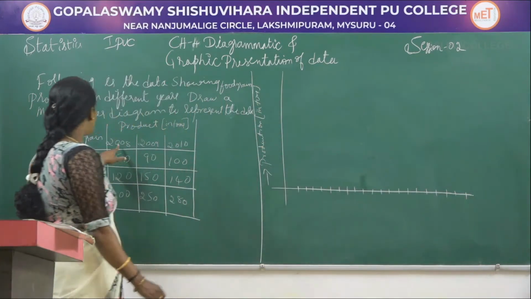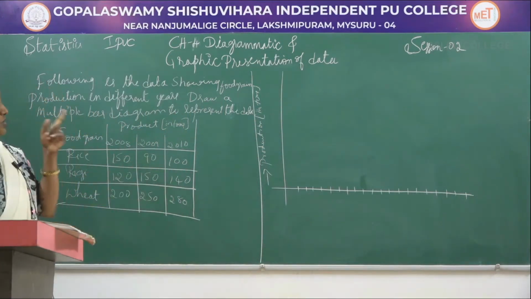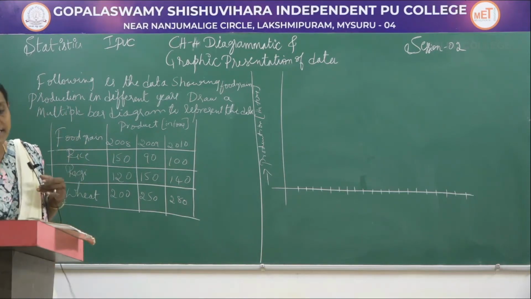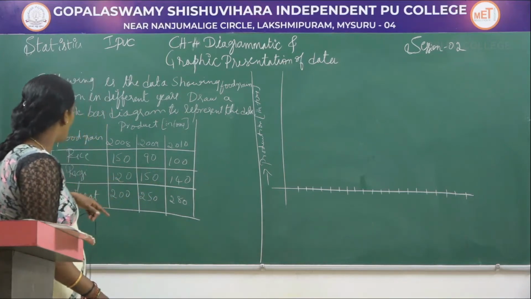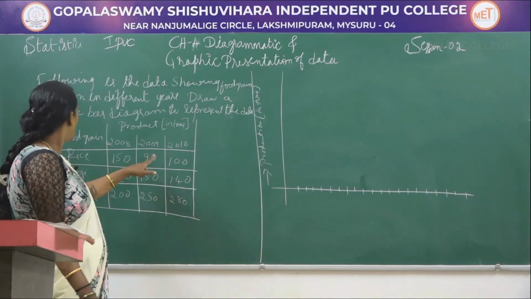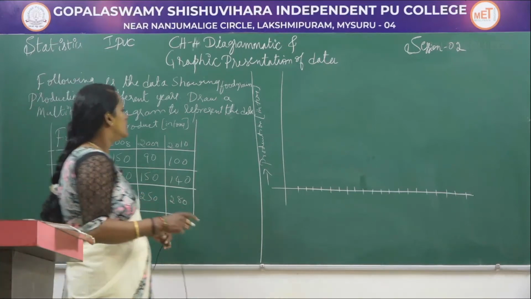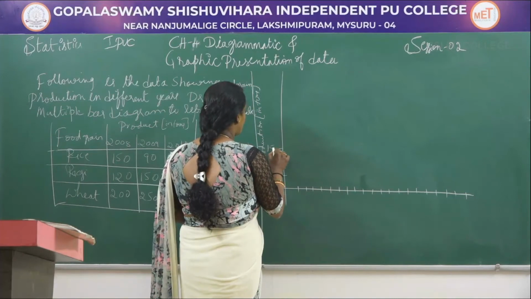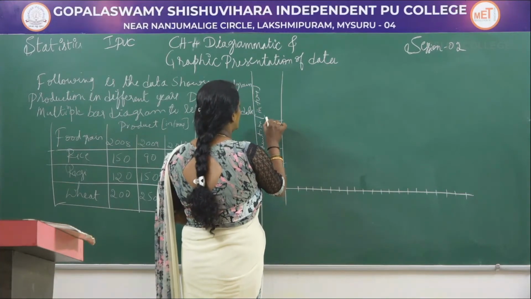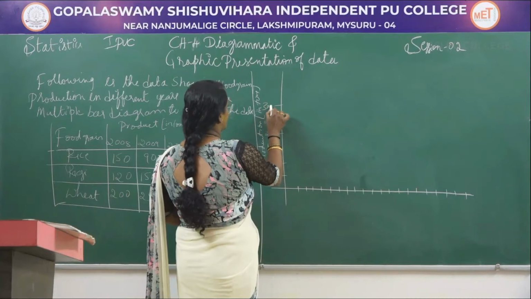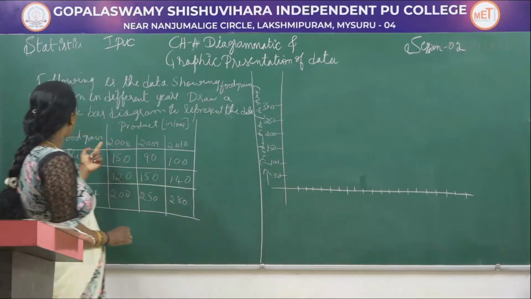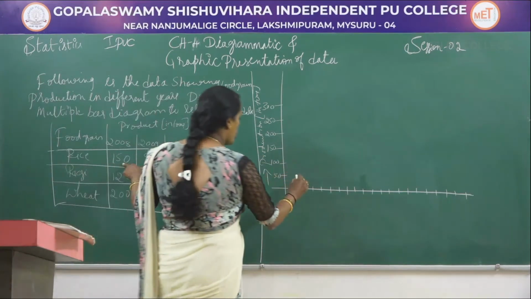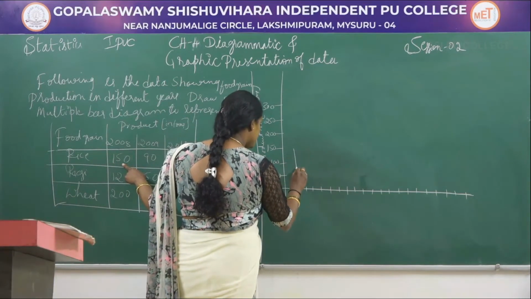First, for 2008, production should also be in tons, and I have to write the scale for this. I will start here. The lowest value is 90 and the highest value is 280. So I will take 50, 100, 150, 200, 250, 300. And for 2008 the production of rice is 150. So I will draw it, it is 150.